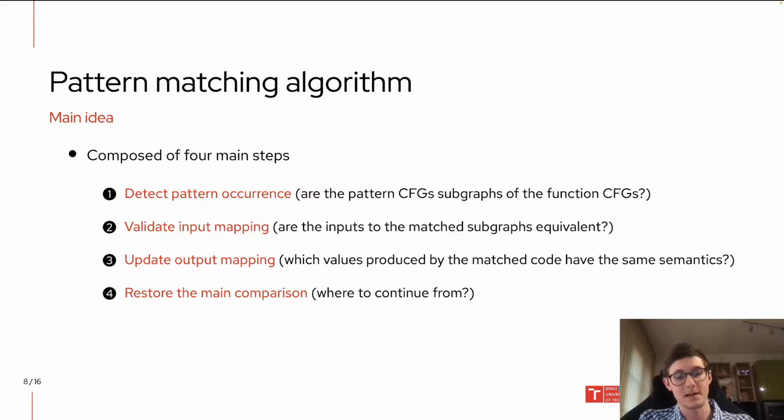For pattern matching, we propose to use an algorithm with 4 main steps. At first, we need to detect where the patterns reside in the main function control flow graphs. Then we need to ensure that the pattern inputs between both versions are semantically equivalent. And afterwards, we also have to ensure that we can notify diffcam about the values that have been matched to the pattern and that can be considered semantically equal, so the output values. And finally, we also need to tell diffcam which instructions exactly can be compared next, so which instructions follow the pattern itself.